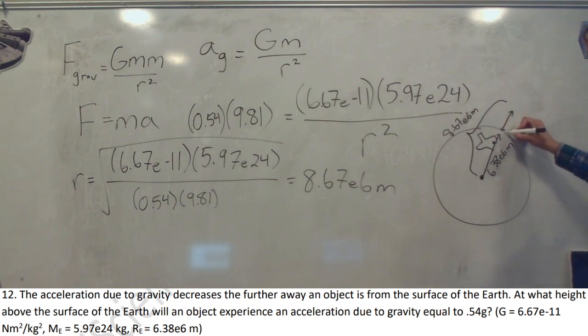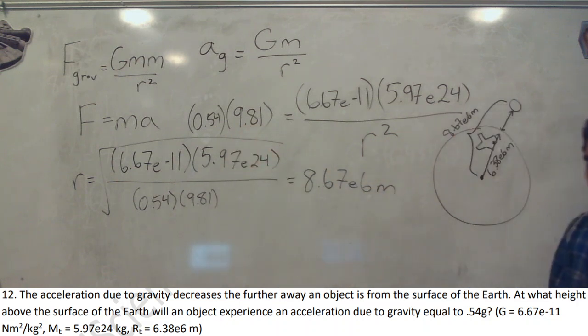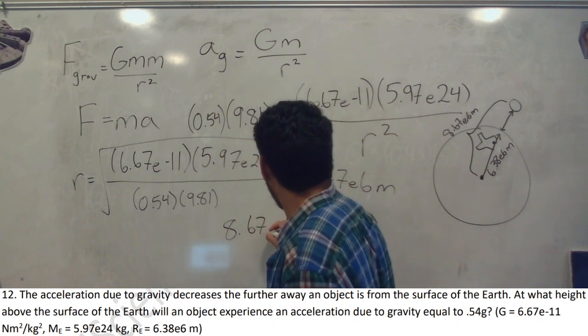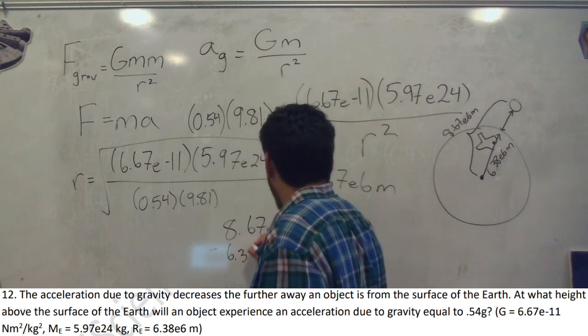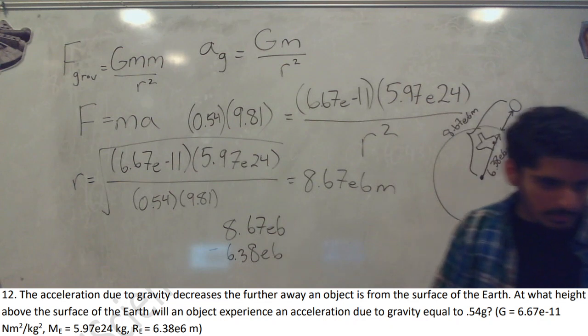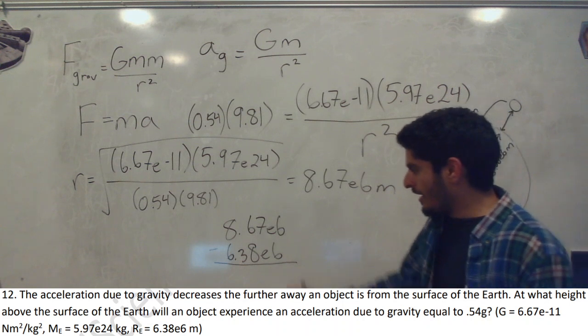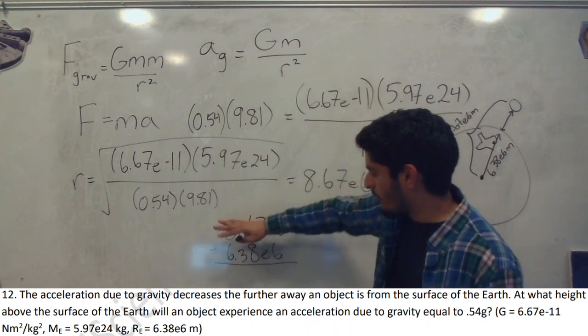So we want to find what is this distance right here, because that distance is the distance from the surface of the Earth to wherever we're experiencing gravity of 0.54 times 9.81. And to do that, it's just subtraction. We're just saying 8.67 E6 minus 6.38 E6, and a cool trick. You have calculators, you don't need to know this, but if you're subtracting two values that have the same exponent, you can pretty much just ignore the exponent and subtract these two.